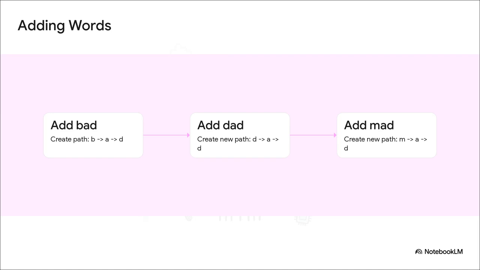If we add the word bad, we create a path straight from a root node down to B, then to A, then to D. Now step 2. Let's add dad. Because dad starts with a D and not a B, it obviously doesn't share a prefix with bad, so it branches out from the root into a completely different path. D, then A, then D. The exact same thing happens in step 3 when we add mad. We create yet another unique path from the root. So we have 3 words and 3 distinct starting branches.